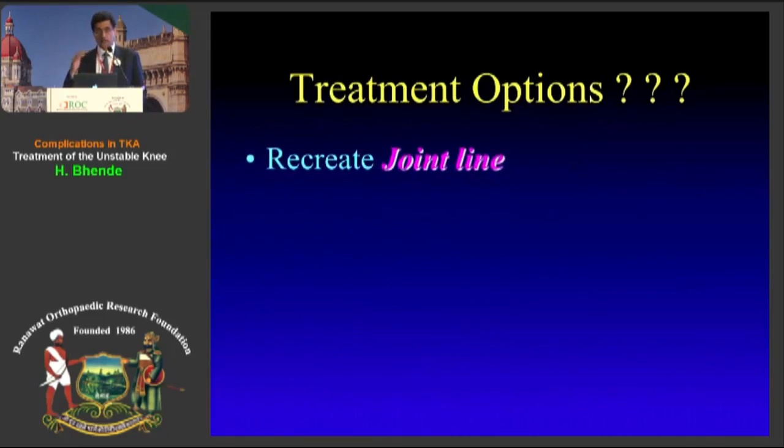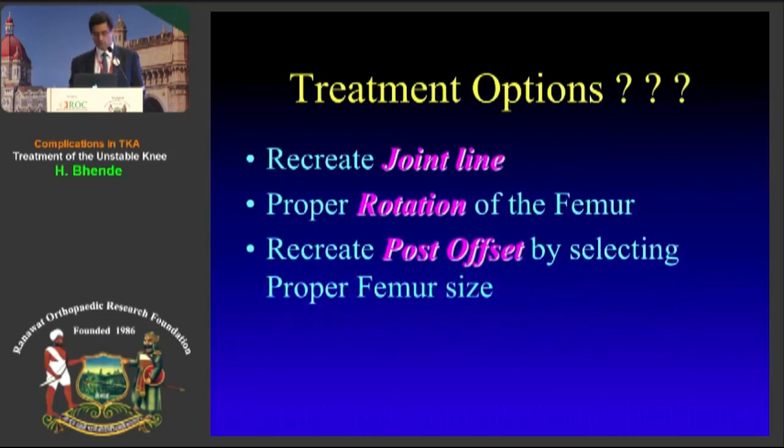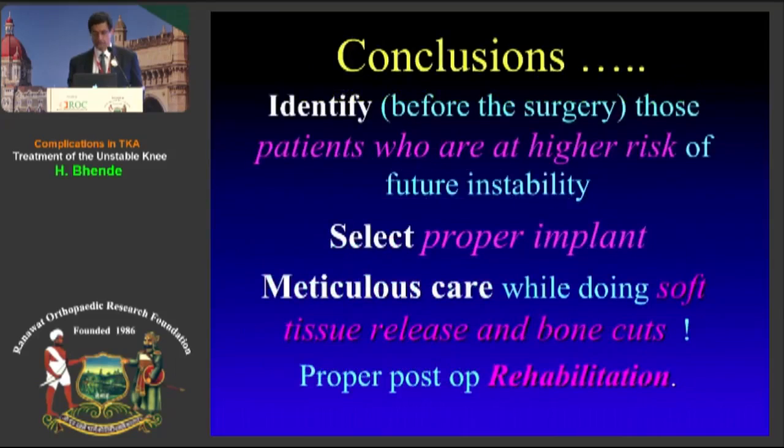We must make sure that the joint line is restored by using a distal augment to the distal femur. You must have proper rotation, and that is the most difficult part of knee revision surgery. You must maintain the posterior offset by selecting the proper femur size, and you must have adequate constraint in the revision implant. And this constraint depends on the severity of instability.